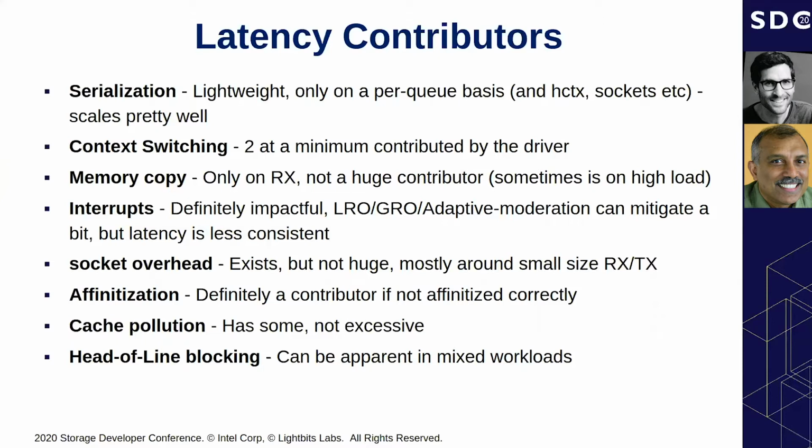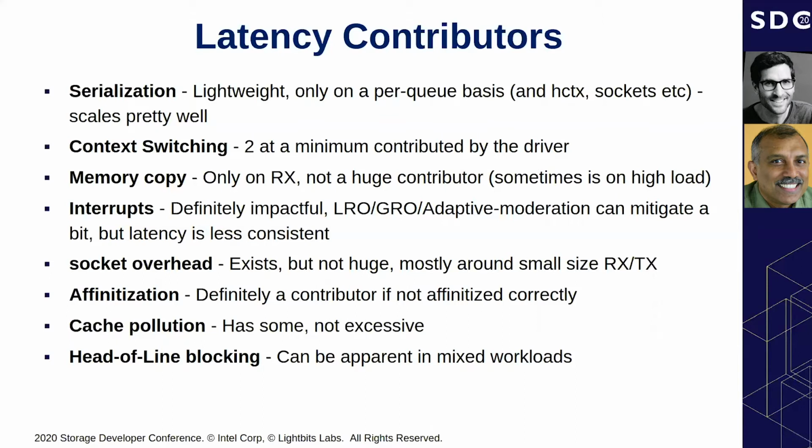Interrupts, that's definitely impactful. The proliferation of interrupts, and you have a lot of interrupts that will definitely impact the latency and the overall throughput that you can get. Receive offloads through their various flavors or adaptive interrupt moderation can mitigate that a bit, but latency is less consistent, so it's a trade-off that you need to choose. Usually, in the out of the box experience, these receive offloads and interrupt moderations are on, but for specialized environments, these can definitely be tuned to achieve what you want.